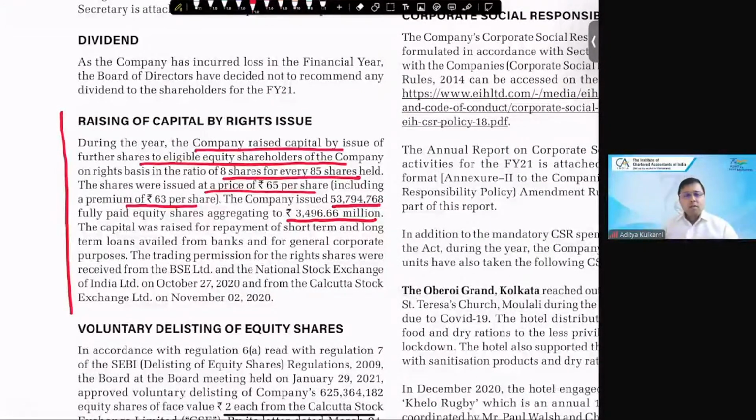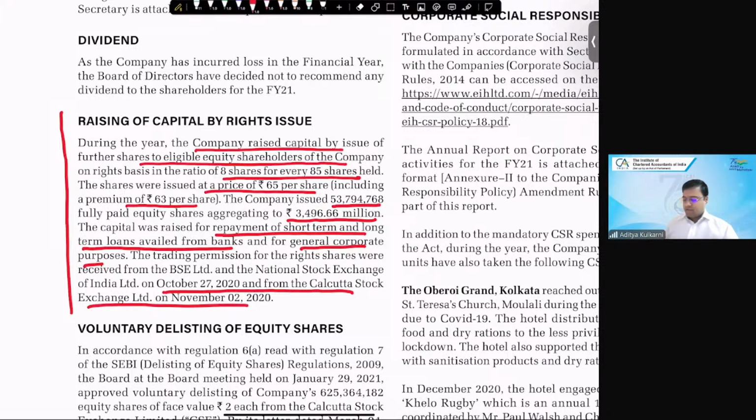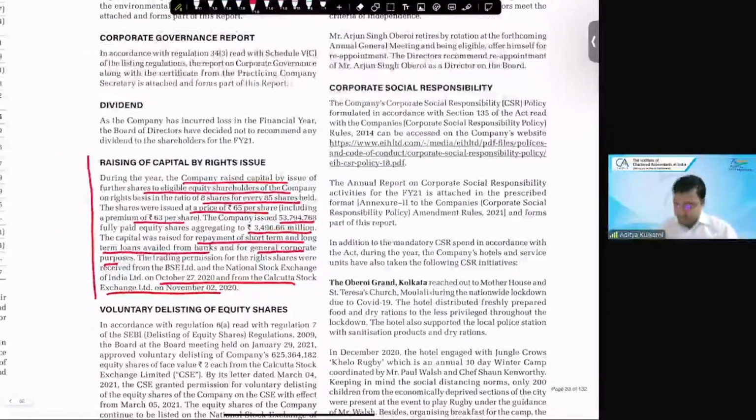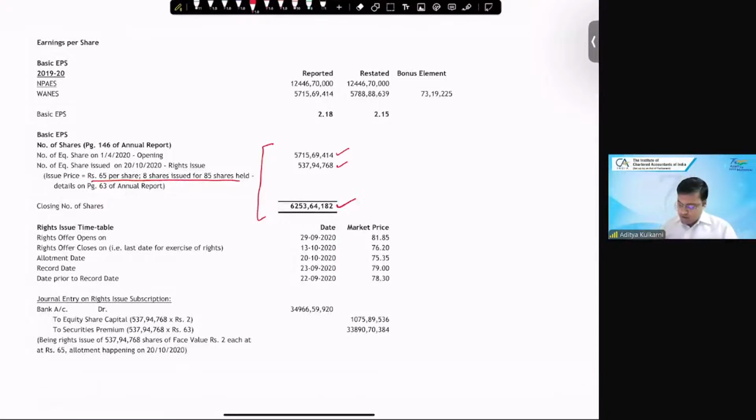Why did they want this rights issue? It was raised for repayment of short-term and long-term loans availed from the banks and for general corporate purposes. The trading permission for the rights shares were received from the BSE and the National Stock Exchange on October 27, 2020 and from the Calcutta Stock Exchange on 2nd November 2020. Are you okay? Yes, sir.